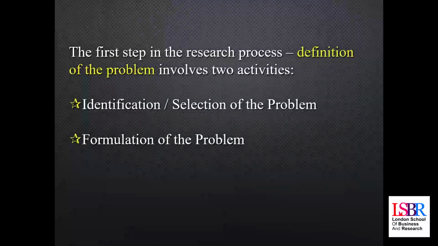So the first step in any research process is the definition of the problem, okay? And that involves 2 activities. Number 1 is about identifying and selecting a problem. Once you've done that, you then have to formulate that problem. So again, it's not just about saying, here's a problem, that's me done, that's me with a research question. Not really. You've got a research area, you've got a general topic you want to investigate, but you then want to formulate a research question out of that, something that can be measured, something that can be tested, something that can be researched, okay?